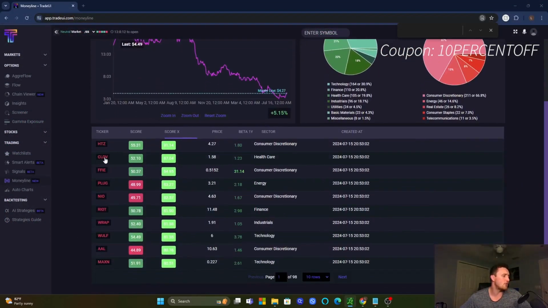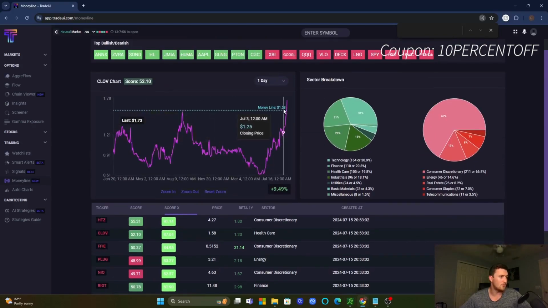So I see CLOV right here. We have a score of 52 and an X score of 87. So the next day percentage is 52%, then the Friday percentage is 87%. CLOV was trading at $1.58, and if we click on it, it will populate our money line, which was $1.58, the price associated here. So we know if we would have bought CLOV on 7/15 at 1.58, there's a probability that we would have profited after that.